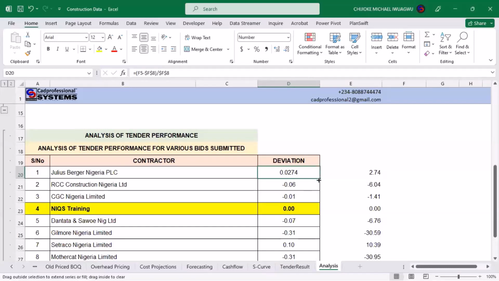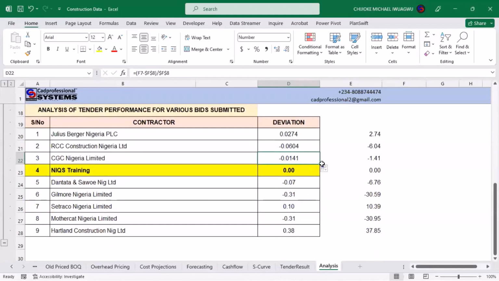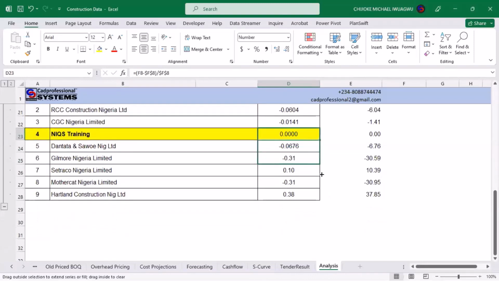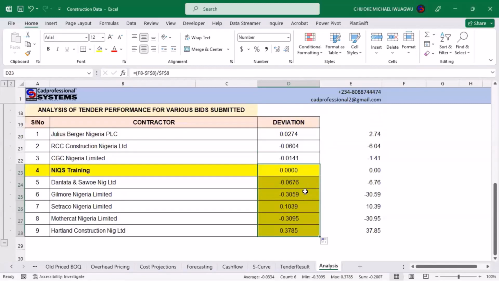Now I can go ahead to drag it down. Now this other person is bidding about 1... CGC is bidding 1.1% higher than my bid. If I am to drag also over my own, it will be 0 for my own. Let me make it yellow so that I will always know that. Now for the people that are bidding below me or higher than me, okay, look here now.